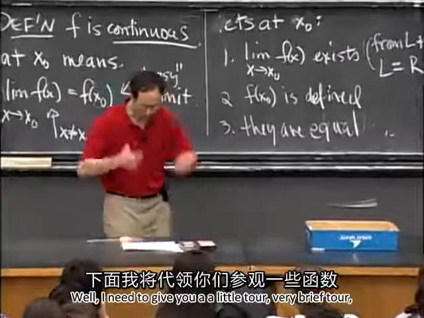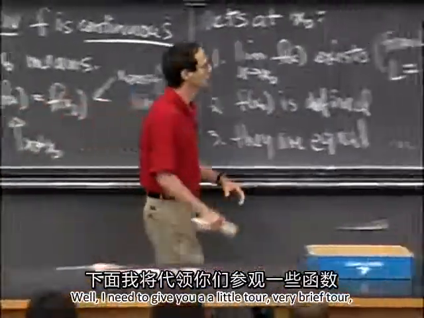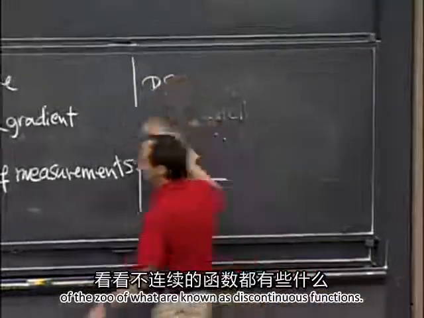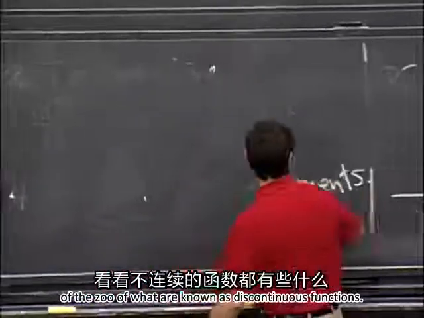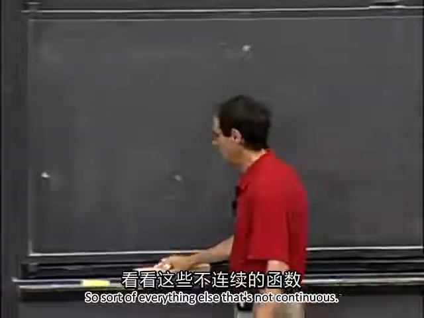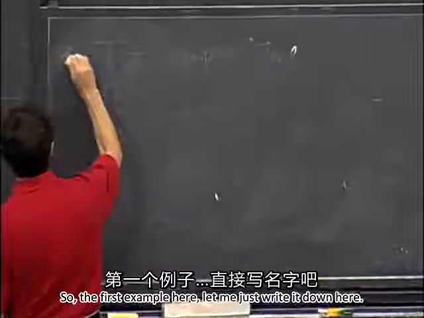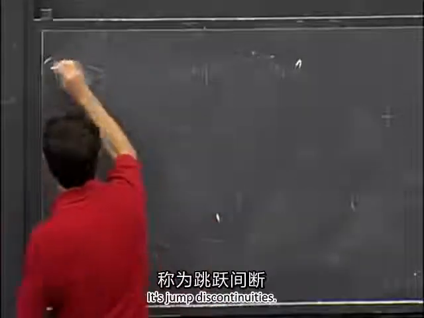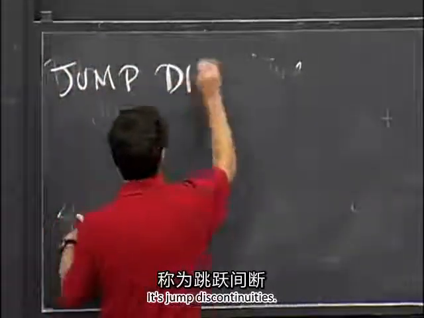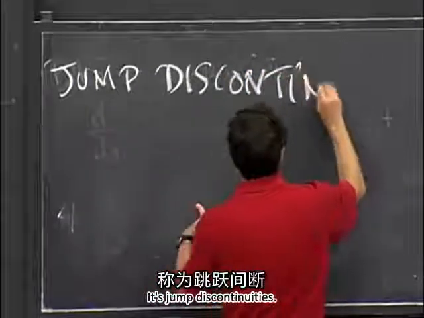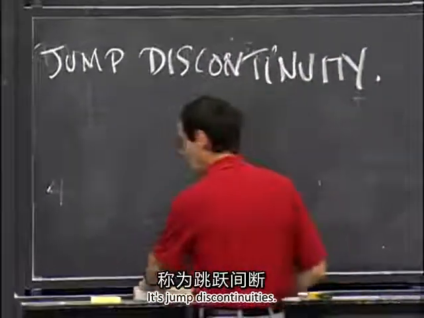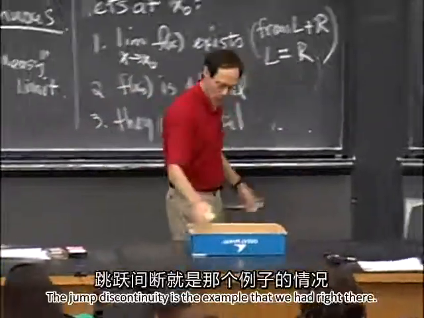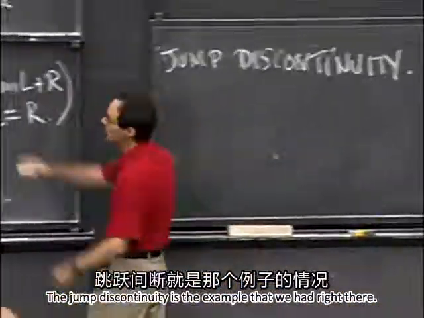Well, I need to give you a little tour, a very brief tour of the zoo of what are known as discontinuous functions. So sort of everything else that's not continuous. So the first example here, let me just write it down here, is jump discontinuities. So what would a jump discontinuity be? Well, we've actually already seen it. The jump discontinuity is the example that we had right there.